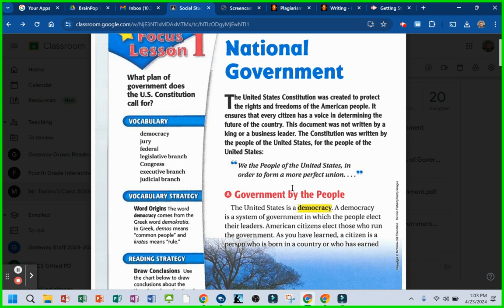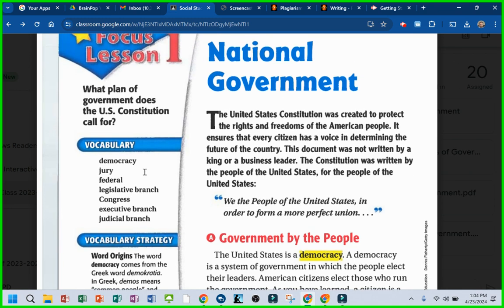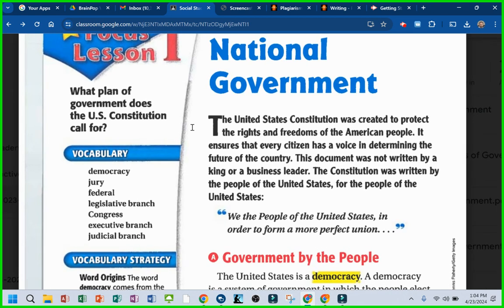Okay, so it says our vocabulary. It's going to be democracy, jury, federal, legislative branch, Congress, executive branch, and the judicial branch. The national government, lesson one. The United States Constitution was created to protect the rights and freedoms of the American people. It ensures that every citizen has a voice in determining the future of the country.